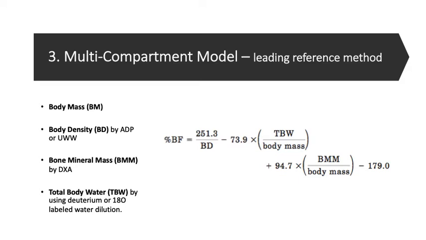Okay, so then once you have these 4 metrics, body mass, body density, bone mineral mass, and total body water, we put those variables into the equation that's on the slide. So we have percent body fat equals a constant divided by body density, minus another constant times your total body water over your body mass, plus another constant times your bone mineral mass divided by the body mass, minus 179, which is another constant. And this gives you an indication of your percent body fat.